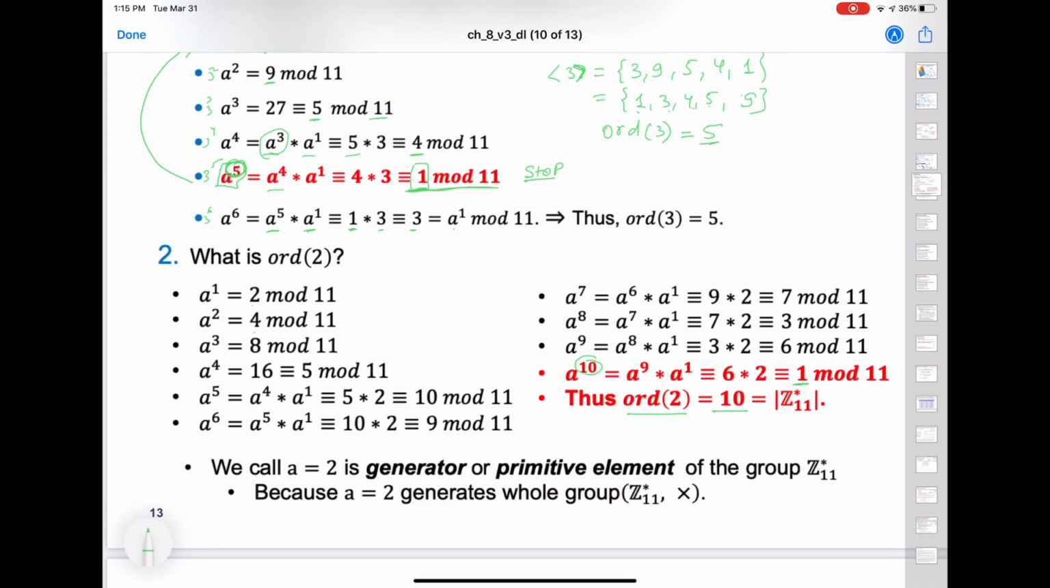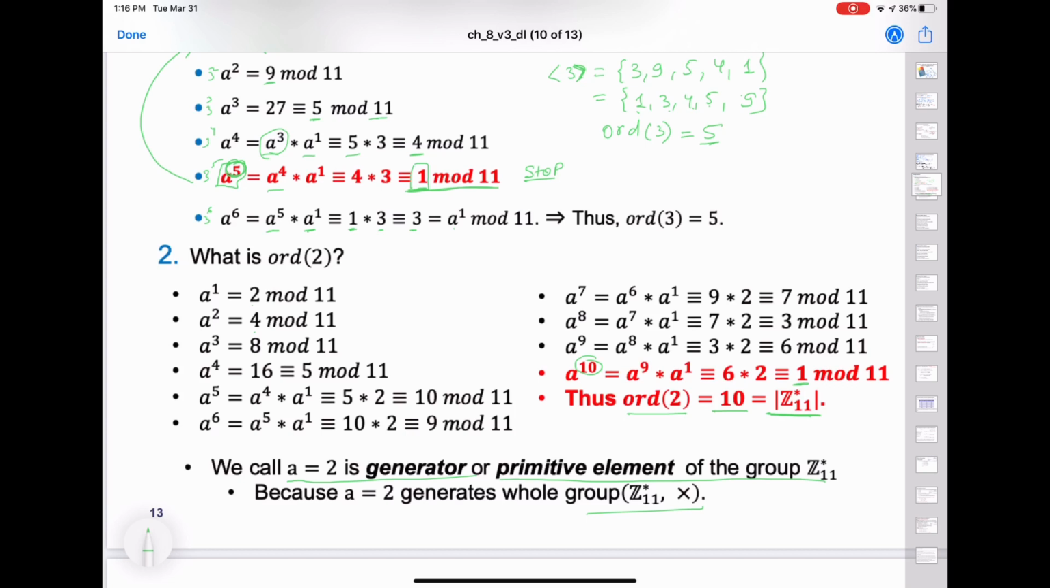So what happened here is it generates all elements in Z11 star, which is equivalent to the cardinality of Z11 star. We will say that 2 is the generator, or the primitive element, of the group Z11 star, because a equals 2 generates the whole group. So we say 2 is the generator because it generates every element inside the group.